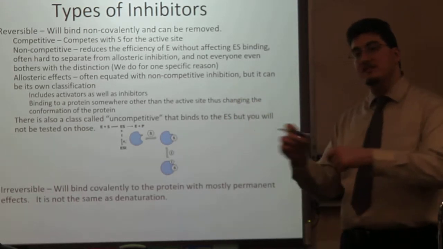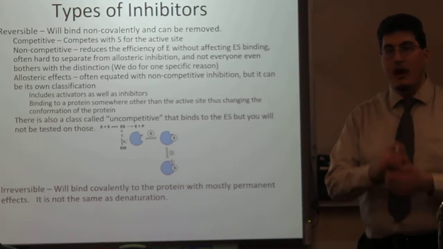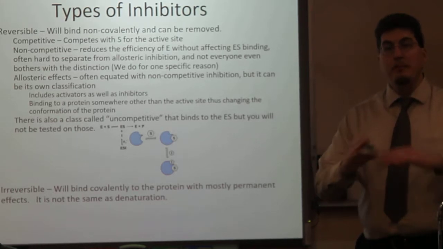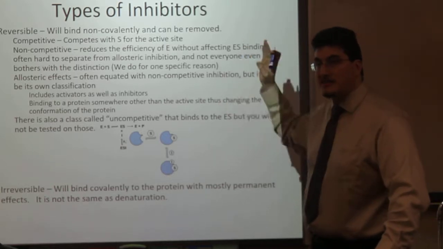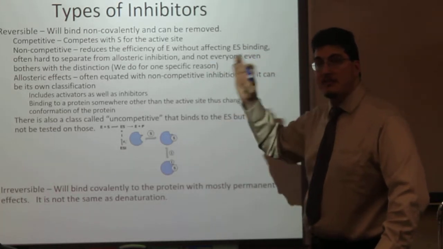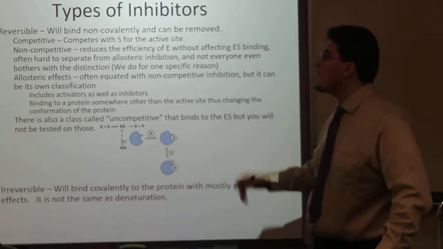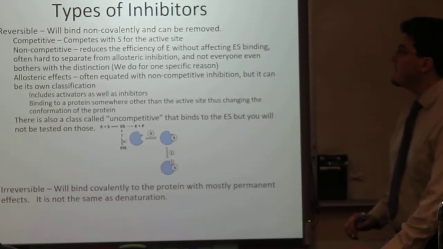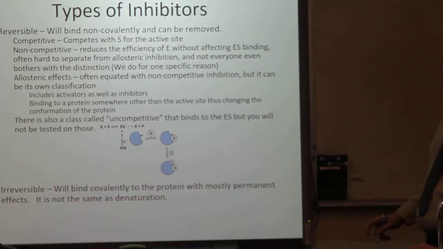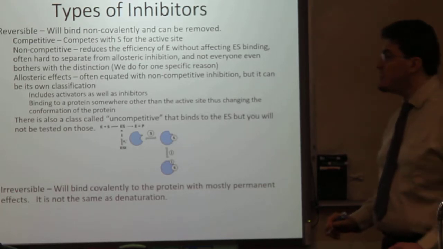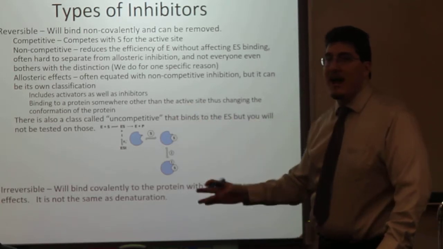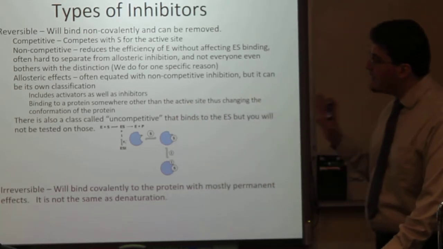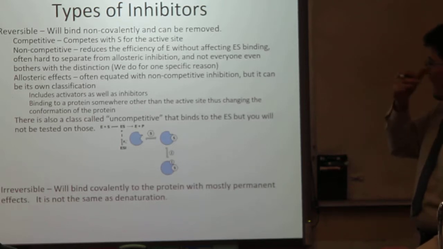So the substrate can still bind to the enzyme, uninhibited, but product cannot form. That's a non-competitive inhibitor. Product cannot form. Substrate can still bind, product cannot form. Allosteric effects. These are often equated with non-competitive inhibitors, but they're on their own classification for the purposes of Cambridge. You can activate allosterically as well as inhibit. We will have a table on that one as well.